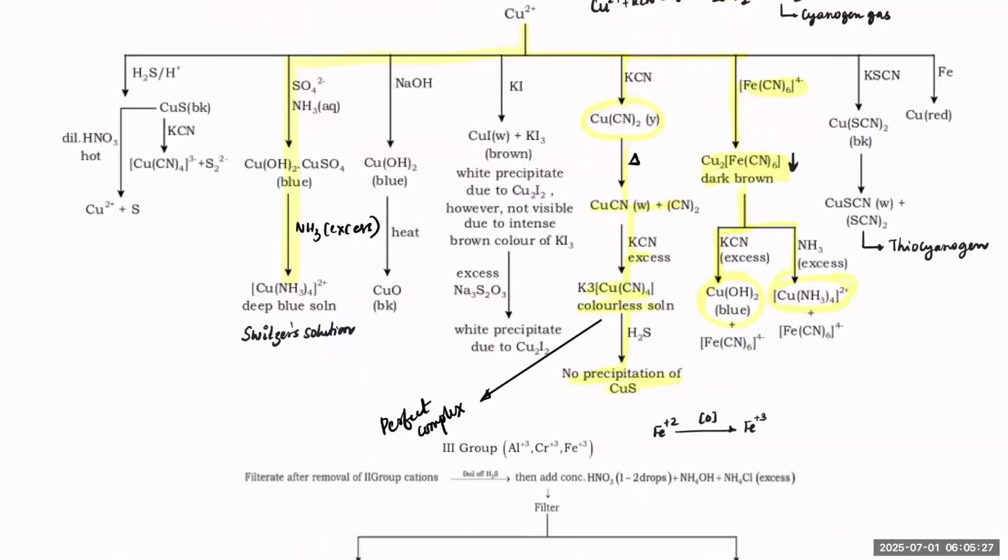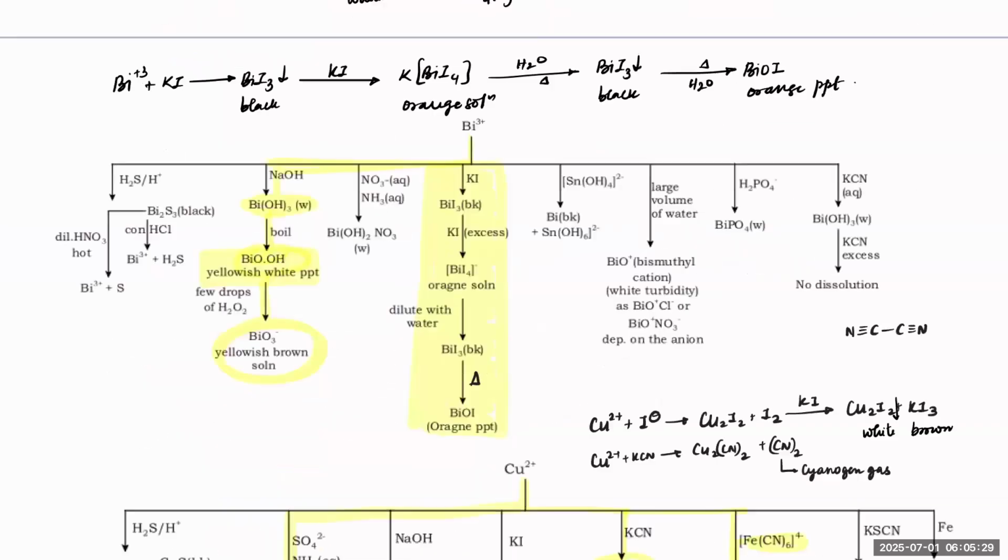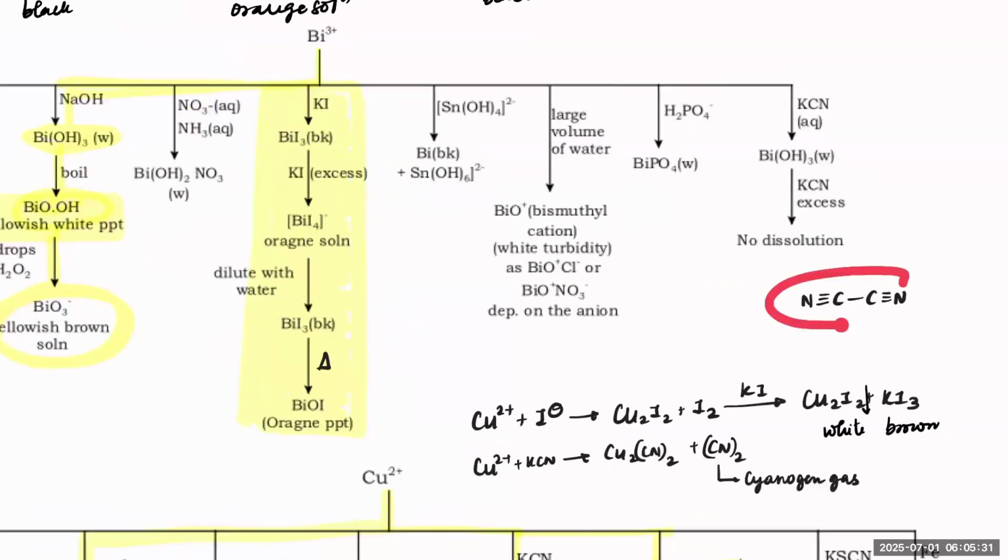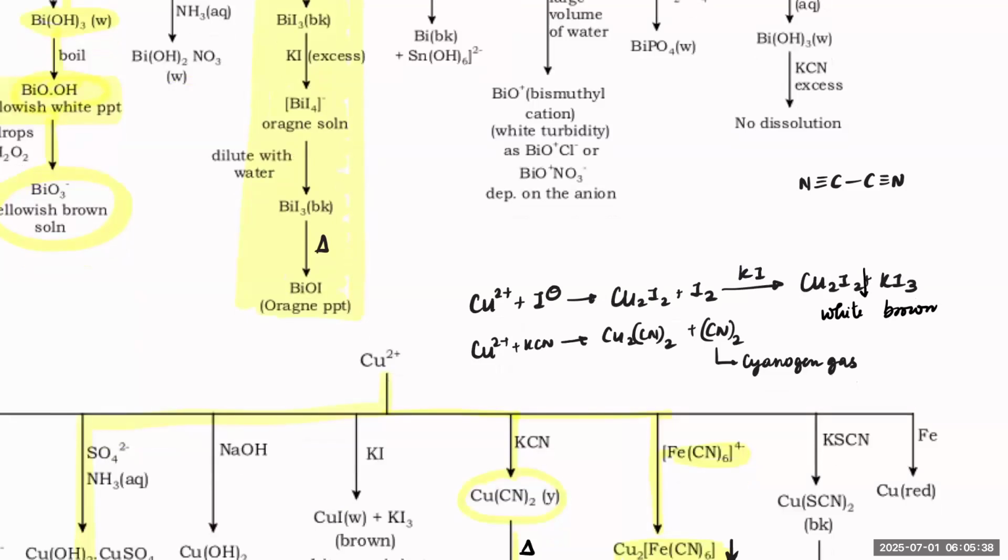If Cu2 plus is treated with KCN, you get Cu(CN)2, the yellow one, but it is again unstable. It decomposes to form a white precipitate of Cu2(CN)2, and the other compound formed is (CN)2 alone. The (CN)2 structure will be like this. Here I have added the structure, N≡C–C≡N. So this is cyanogen gas.